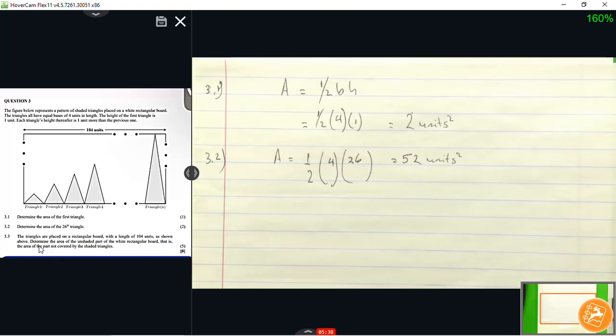Then they challenge us now in 3.3. They say triangles are placed on a rectangular board with a length of 104 units as shown above. Determine the area of the unshaded part of the white rectangular board, that is, the area of the part not covered by the shaded triangles. 5 marks.